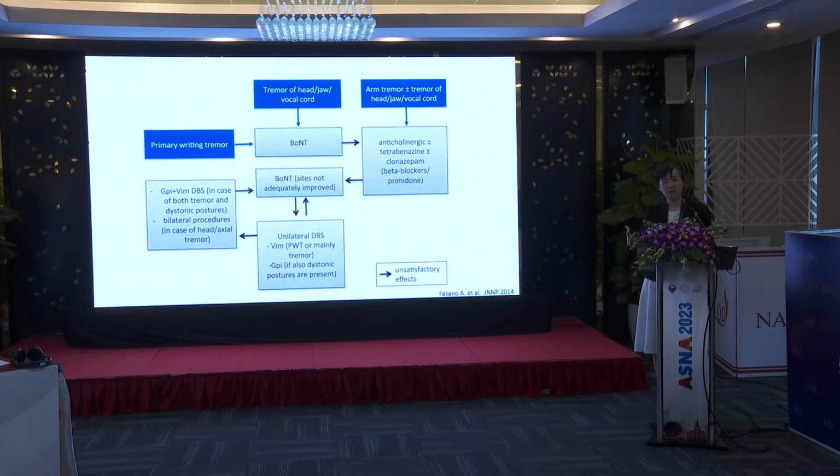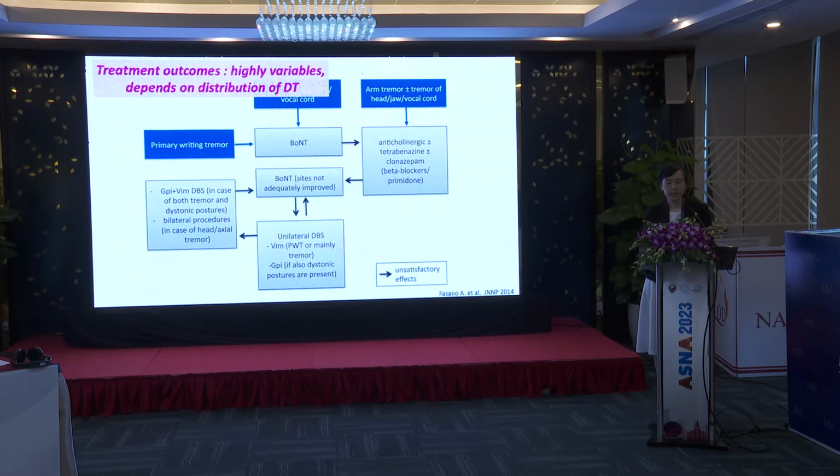So this is the algorithm for treatment of dystonic tremor, and the outcome is highly variable depending on the distribution of dystonic tremor. We can prescribe medications such as anticholinergic or benzodiazepine for appendicular or generalized tremor, and botulinum toxin injection for axial tremor or writer's cramp.